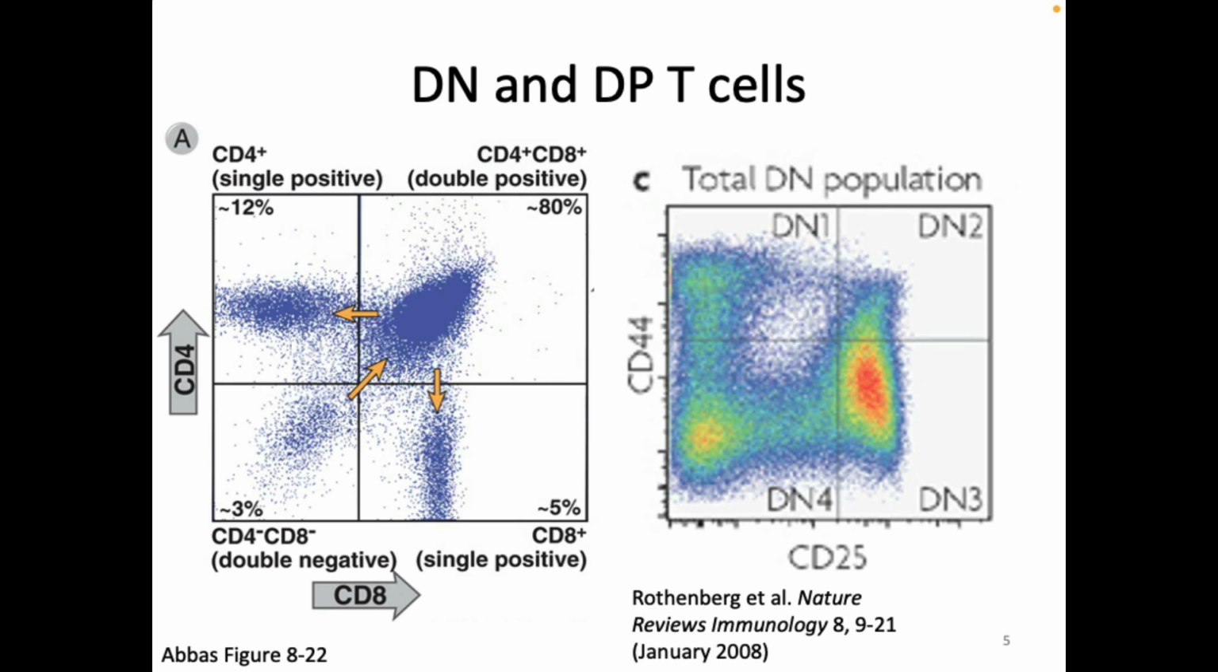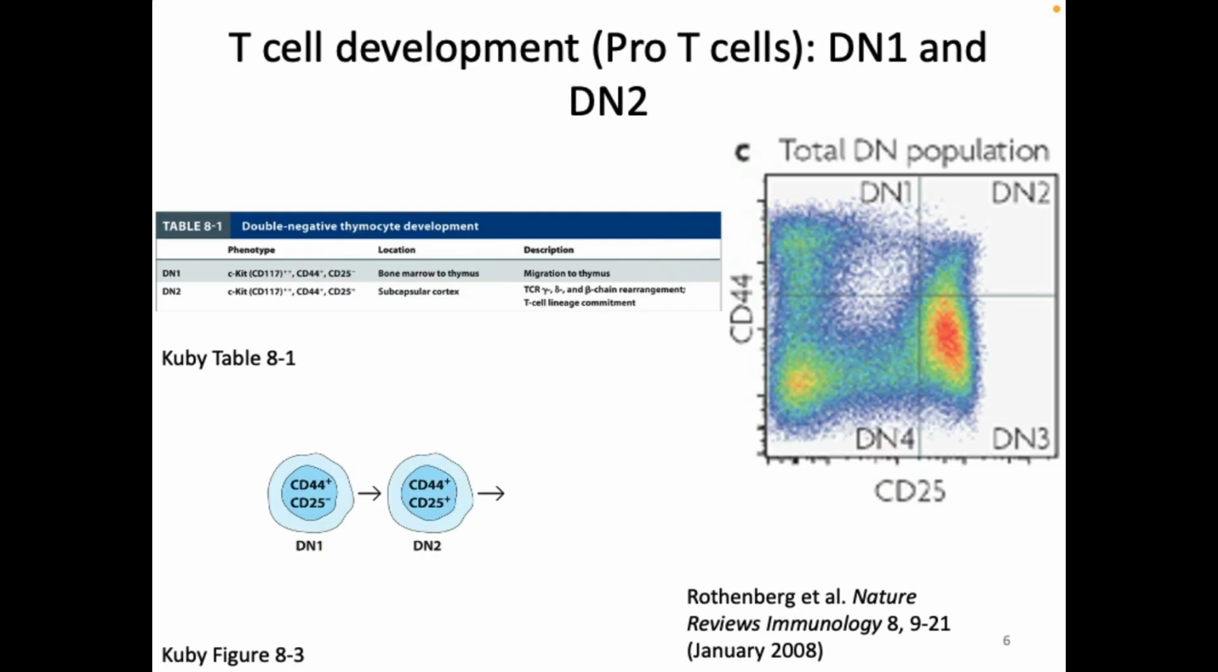So if we try to think about this in terms of the stages that we've seen previously, we can first think about the pro-T cell. Pro-T cells are found in the DN1 and DN2 populations. So DN1 cells and DN2 cells would correspond to what we have on my little table to the left, your left, my right, as pro-T cells.